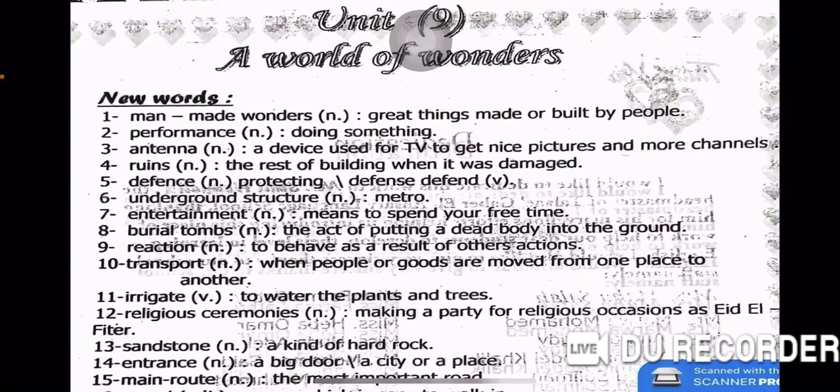The new words again. Number 1, man-made wonders. 2, performance. 3, antenna. 4, ruins. 5, defense. 6, underground structure. 7, entertainment. 8, burial tombs. 9, reaction. 10, transport. 11, irrigate. 12, religious ceremonies. 13, sandstone. 14, entrance. The last one, main route.